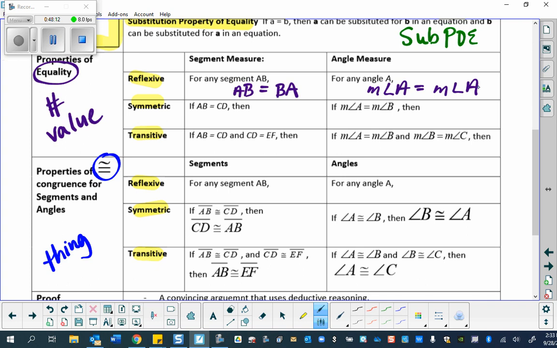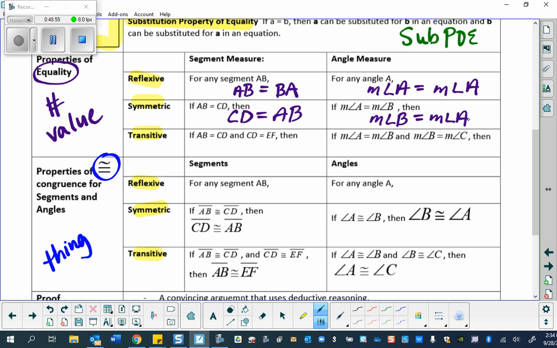For my symmetric property, if the distance from A to B is equal to the distance from C to D, then that means that the distance from C to D is equal to the distance from A to B. I took that equation and I spun it around. If you were one of my friends who every time you solve for X, if you ended up with X on the right-hand side of the equation and you wanted to flip it around, the symmetric property is for you. If the measure of angle A is equal to the measure of angle B, well then the measure of angle B is going to be equal to the measure of angle A.